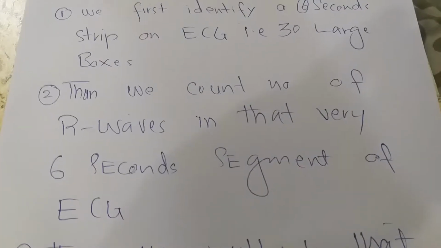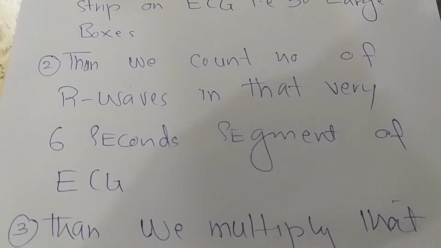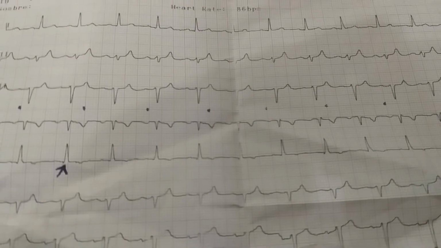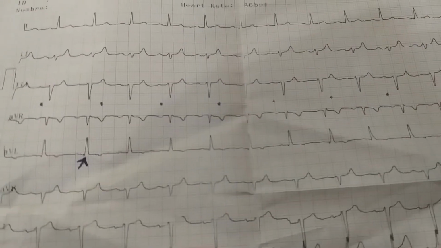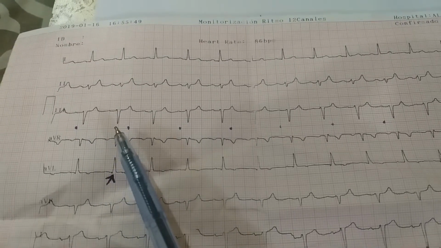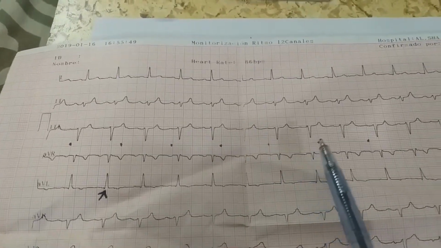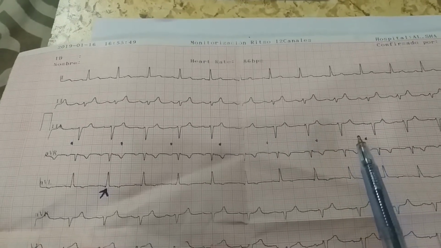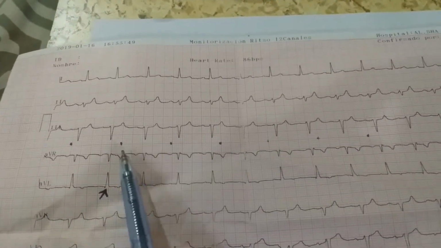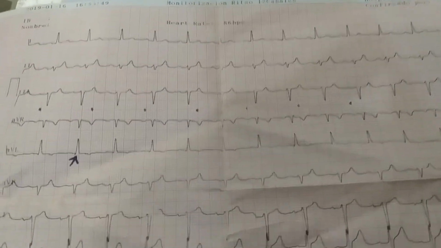part of the ECG. Then we count the number of R waves in that very 6-second segment of the ECG, that is, how many R waves are actually there in that 6-second strip. For example, if we look at this ECG paper and we count the number of the large R waves in this strip, we see 1, 2, 3, 4, 5, 6, 7, 8, 9, very near to 10. So it is going to be 9.5, say. The number of the R waves in that 6-second strip which we have identified for method 4 is 9.5 R waves.